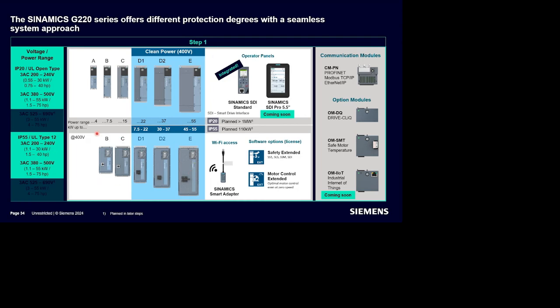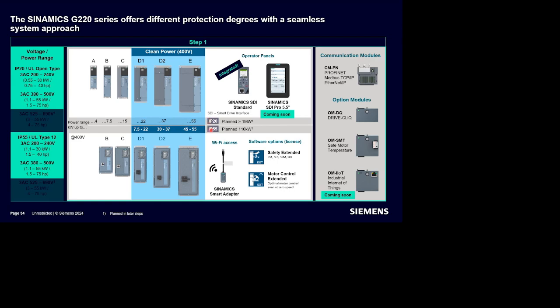The power range, we have here all the details. So in IP20, we have 200 volts and 400 volts. And now we reach 500 volts, that before we were only up to 480. So there is here an improvement. And we go from 0.55 kilowatts up to 55 kilowatts.